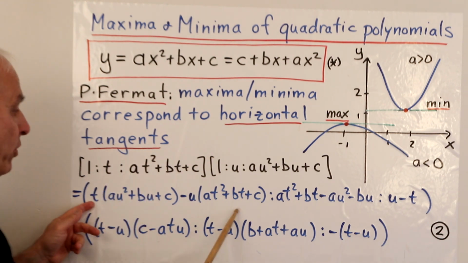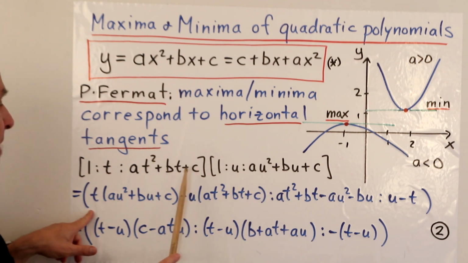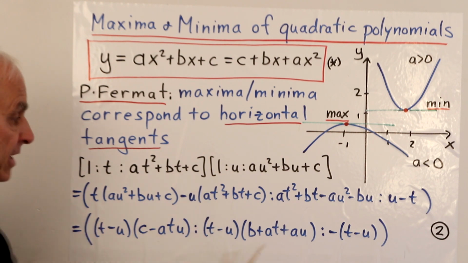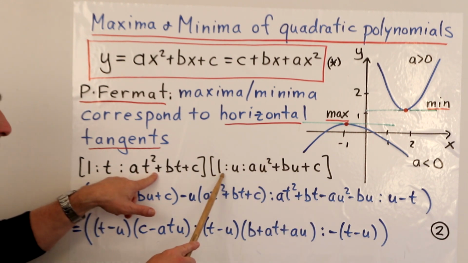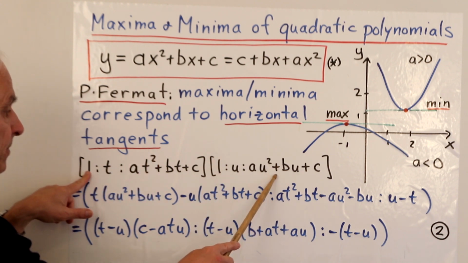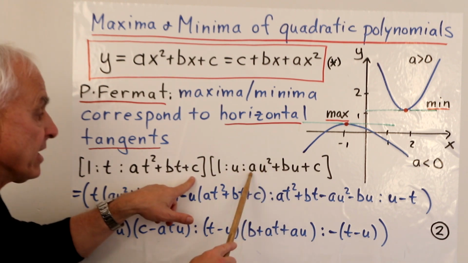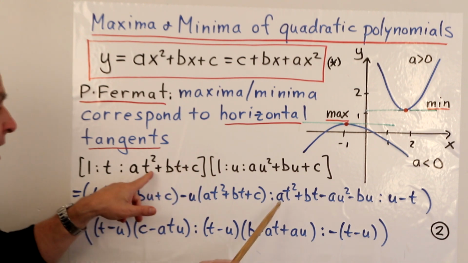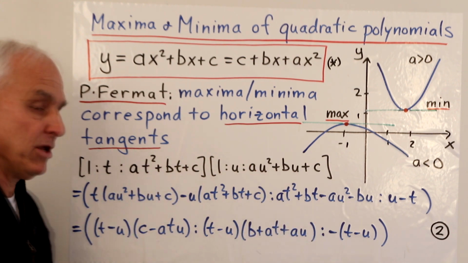The first component will be the second one here times the third one there, minus the third one times the second one. The second component will be obtained by taking the third component here times the first component here, minus the first component times the third component. So we just get at squared plus bt plus c minus au squared plus bu plus c. So the c's will cancel, and we'll just have at squared plus bt minus au squared minus bu.